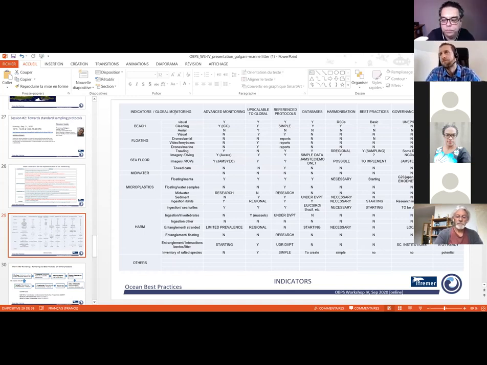Yes, as you see on the table, you have information about the state of if we are advanced or not, if it's upscalable. I explained that trawling, for instance, is quite interesting because the sampling scheme, at least in Europe, is really good. Stratified sampling, so it's good, but you cannot scale it because many countries don't have trawling, you see, and will not join.